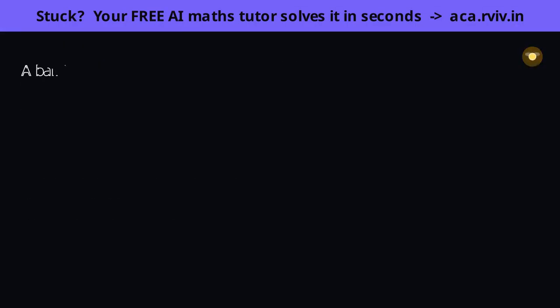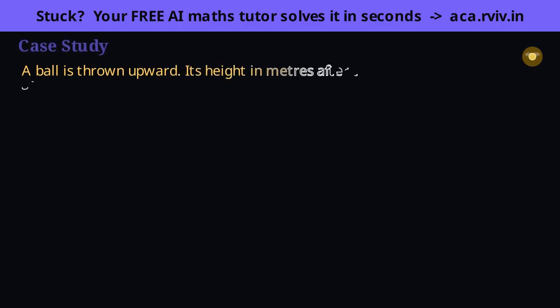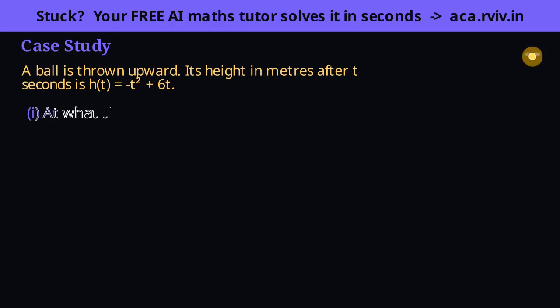A case study, and here's where polynomials meet the real world. A ball is thrown upward, and its height in meters after t seconds is minus t squared plus 6t. Notice this is a quadratic in t, so everything we've learned about zeros and parabolas is about to describe an actual flying ball. Part 1 asks when the ball is at ground level. Ground level means height 0, so we set h equal to 0, and the times we find are literally the zeros of this polynomial. The abstract idea now has a physical meaning.